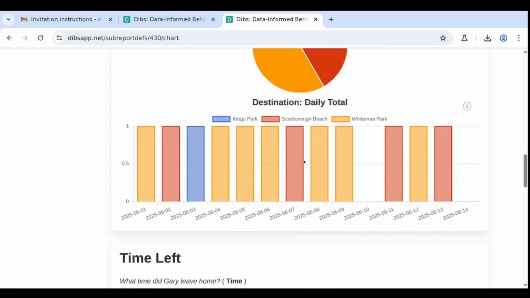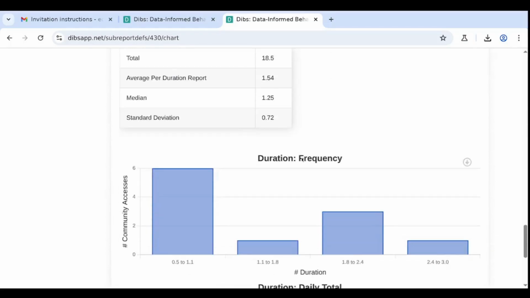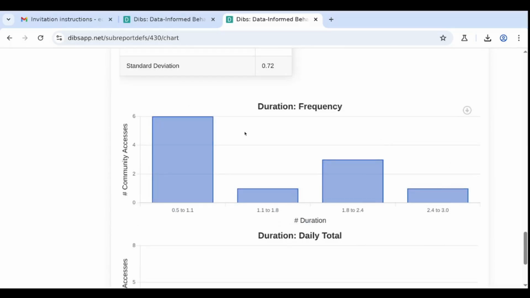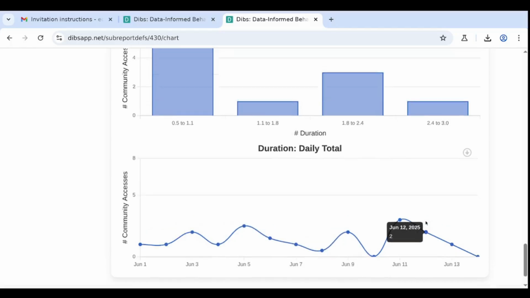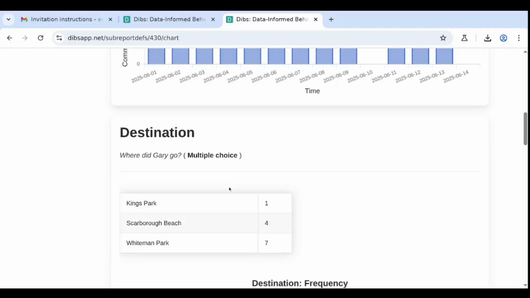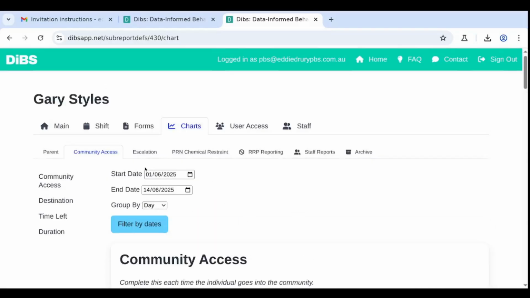For each of these charts, it's going to look similar to this, which is to say, firstly, there is a chart summarizing all of the data, and then there is a chart summarizing the data as a function of time. There's a couple of other things I wanted to show on this page. One is that we can change the start date and the end date. By default, the start date is going to be the first date for which there is data collected, and the end date is going to be today's date. But I could change these dates to be whatever I wanted.